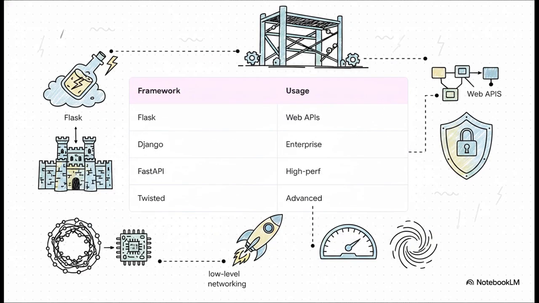And the beauty of it is that Python gives you the perfect scaffolding to build these applications yourself, so you're not reinventing the wheel. You can grab frameworks like Flask to spin up quick web APIs, Django for massive secure enterprise apps, FastAPI for incredible async-driven performance, or Twisted for super advanced low-level networking. Python basically hands you the exact tool you need for whatever scope you're tackling, abstracting away the really hard stuff so you can just focus on building.